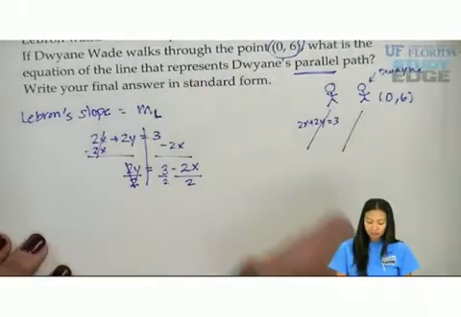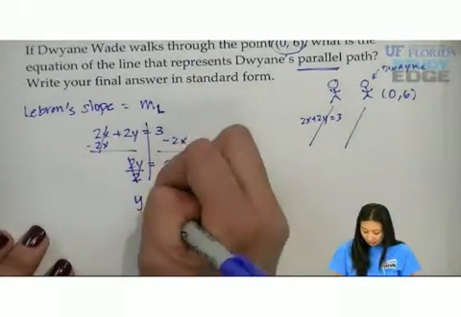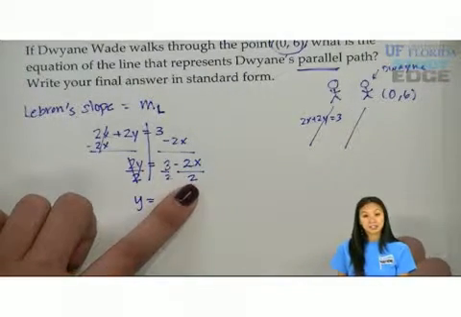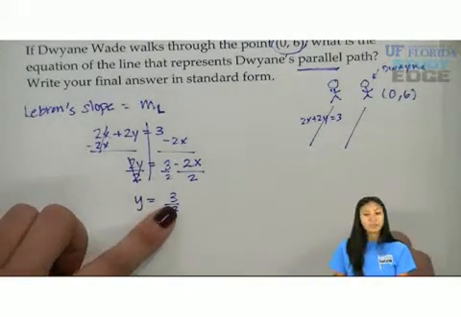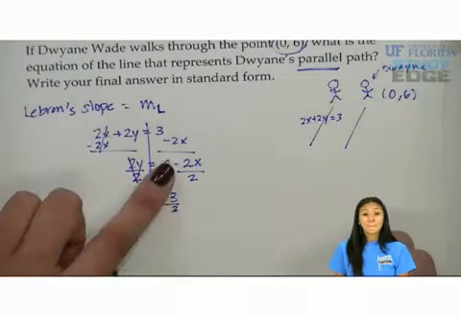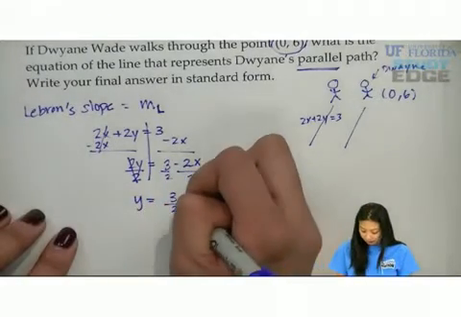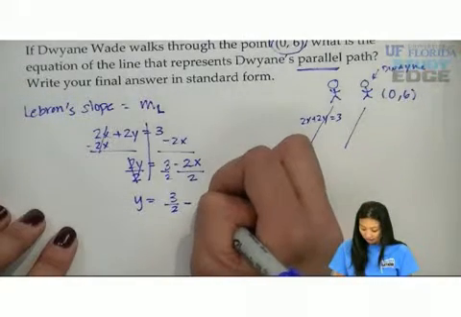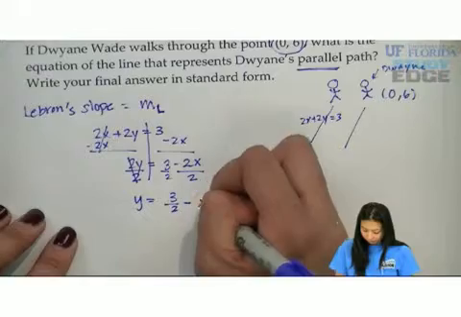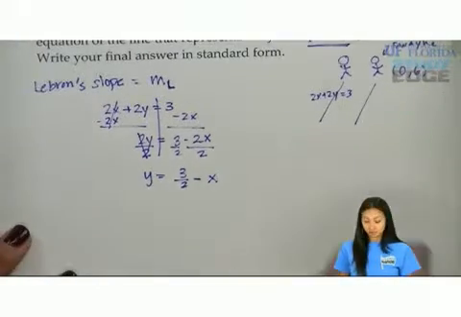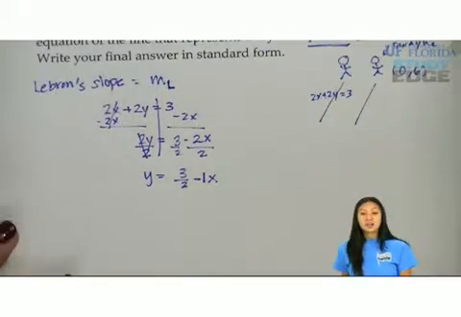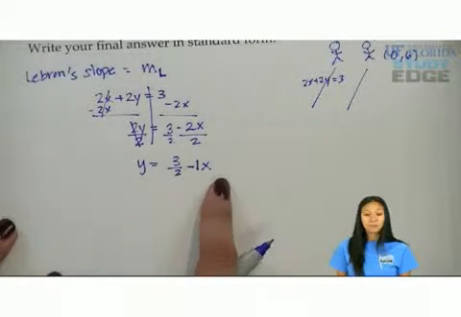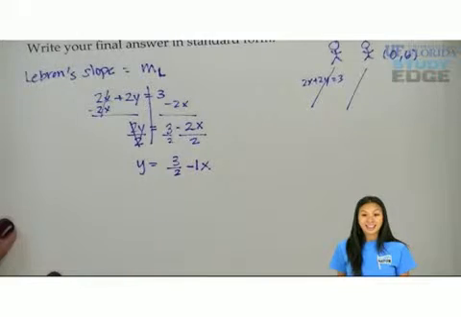So the 2's cancel out. y equals 3 over 2, negative 2 divided by 2. Let's see if I can simplify that. 3 over 2 I can't simplify, but negative 2 divided by 2 is just negative 1x, or just negative x. You can put the 1 if you want. Negative 1x. Now, looking at this equation, y equals 3 over 2 minus 1x.